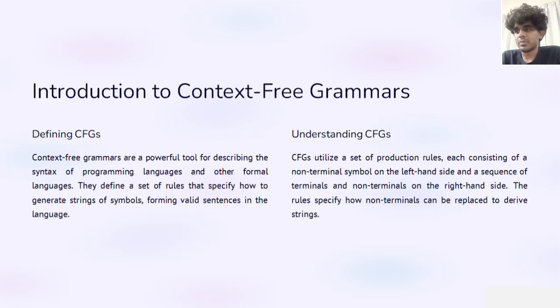Introduction to context-free grammars. Defining CFGs: context-free grammars are a powerful tool for describing the syntax of programming languages and other formal languages. They define a set of rules that specify how to generate strings of symbols, forming valid sentences in the language. Understanding CFGs: CFGs utilize a set of production rules, each consisting of a non-terminal symbol on the left-hand side and a sequence of terminals and non-terminals on the right-hand side. The rules specify how non-terminals can be replaced to derive strings.